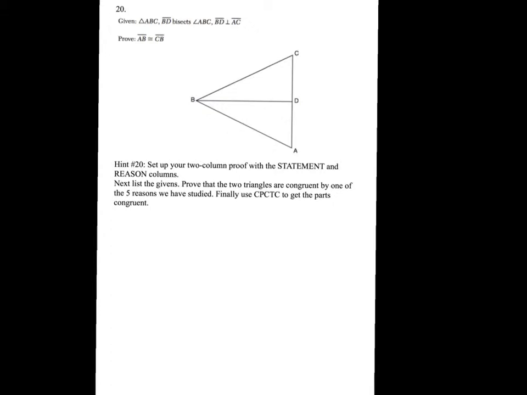Alright, question 20 asks you to do a proof. And with a proof, it's a good idea to organize yourself in a nice way. So I'm going to do that here for you. We got statements, things that are true. And we got the reasons next to the statements of why they're true. There's three givens here. You're given a triangle. You're given that BD bisects angle ABC, and you're given that there's two segments that are perpendicular.